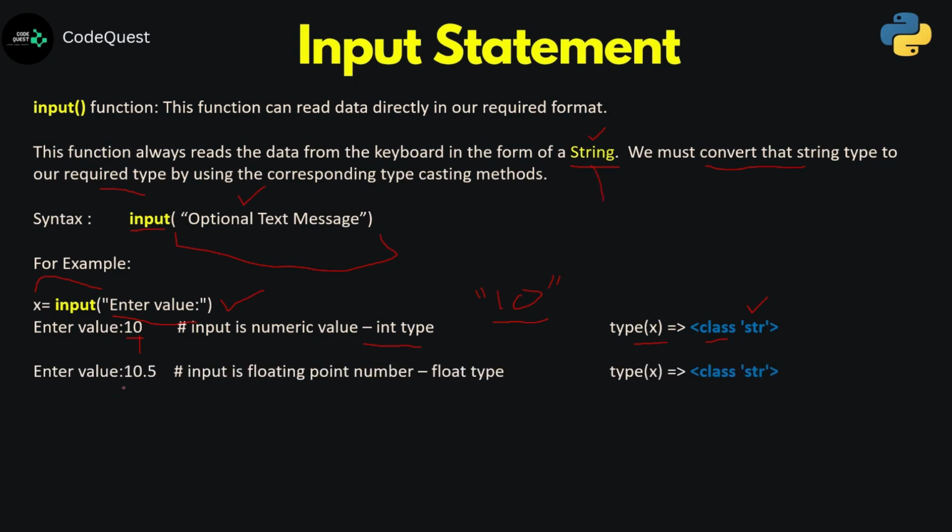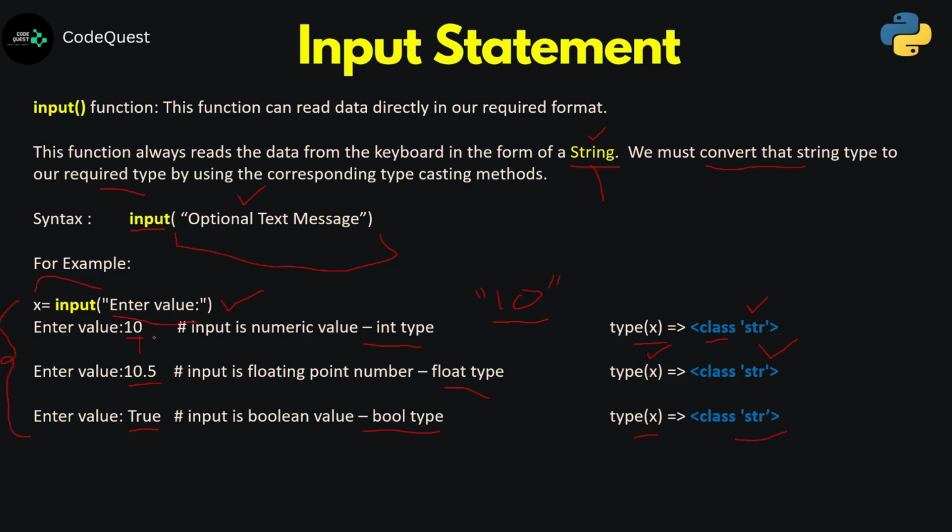Similarly, the same thing holds good if I am supplying a float value here. Even if it is a float type, I can check the type of x and it is still string. If I am supplying a boolean value also, the type of x is str only. So whatever type of value you might be supplying, maybe integer, maybe float, maybe boolean, the default type that the input function returns is always a string.